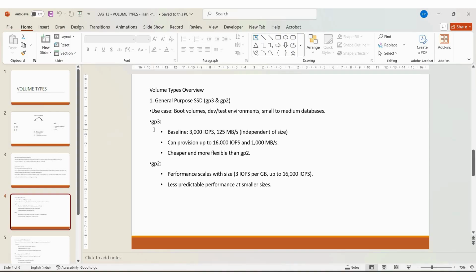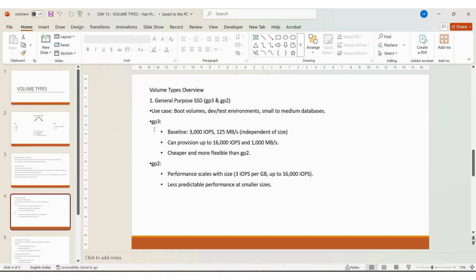An example for GP2 and GP3: imagine a sedan car. It's good for daily commuting, road trips and errands. Not a racing car, not a heavy truck, just well rounded. GP3 is like a new model with better fuel efficiency and adjustable features. GP2 and GP3 general purpose are only for SSD.